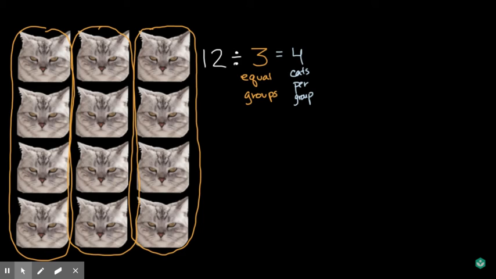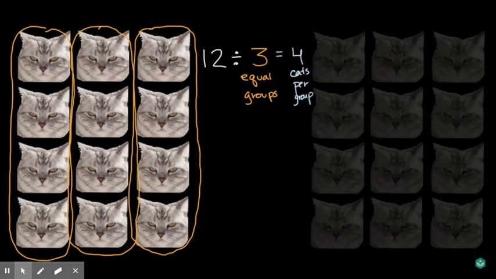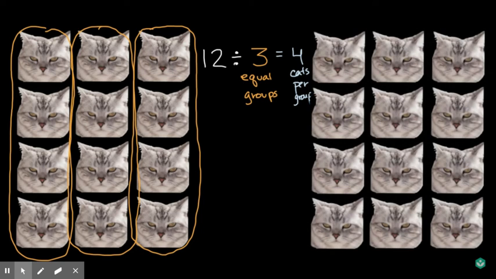Now, what if we wanted to interpret it slightly differently? So let's bring in 12 more angry cats, which is always a dangerous thing to do, but we're doing it for the sake of learning, so it's worth it. Meow. Yep, more angry cats. And now let's imagine 12 divided by 3. But this time, we're not going to think about the 3 as 3 equal groups. We're going to think about it as 12 divided into groups of 3.